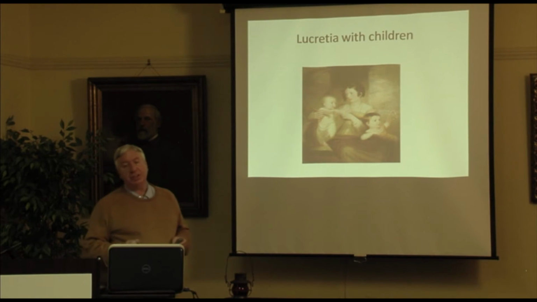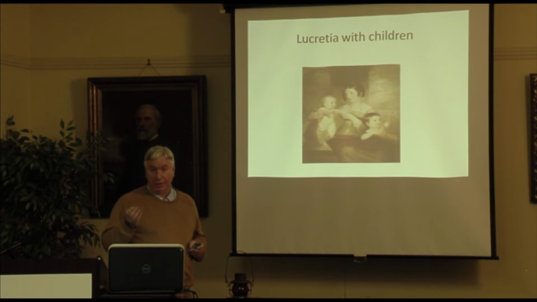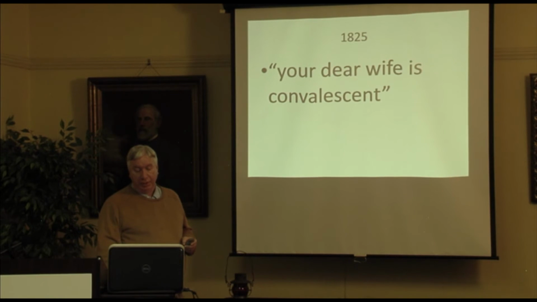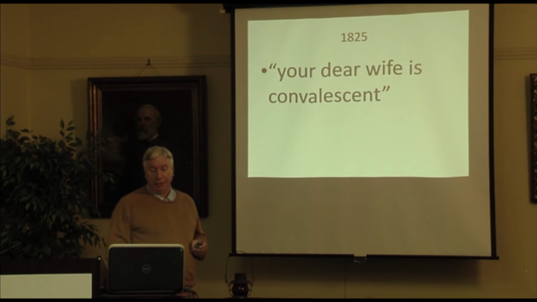He has to do two things to make a living as an artist. He has to create the artwork, which he does all by himself, and then he has to travel around to sell the artwork. What he does is, again, based out of Connecticut, he travels to Washington, D.C. in February 1825. His father lives right down the road from where they live in Connecticut, and he gets a message almost as soon as he gets there that your dear wife is convalescent.